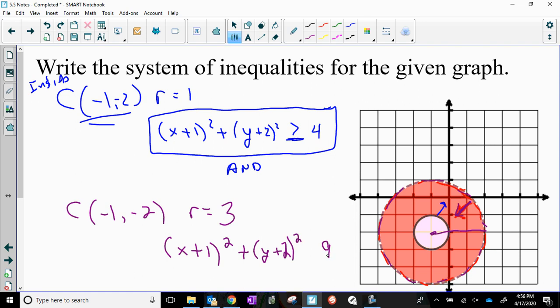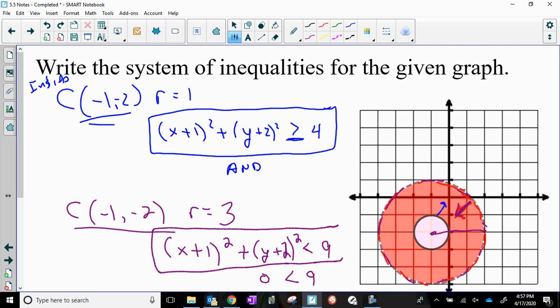I'm going to use a 9, but this time I want the center to make it true. So let's plug in the center and I get 0 on the left, 9 on the right. I want the center to be a solution to that outer circle. So I'm going to have less than 9, no equal to because it's dashed or dotted, whatever you want to call it. So these are the two inequalities that we have to use to get this graph.